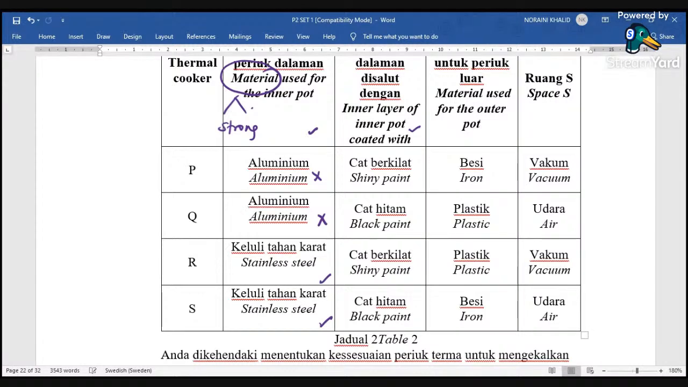And then the inner layer of the inner pot, this is to ensure that the heat is reflected inside and does not reflect out. So the inner pot is coated with shiny paint instead of black paint, because black paint will absorb heat. The food cannot receive the heat, as it is absorbed by the inner layer. So I want shiny paint, I don't want the black one.